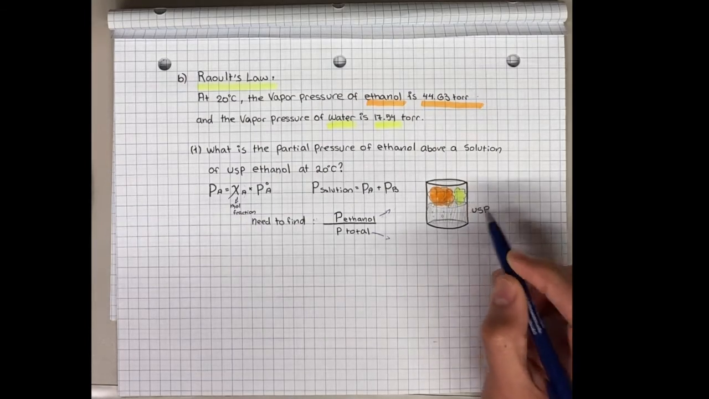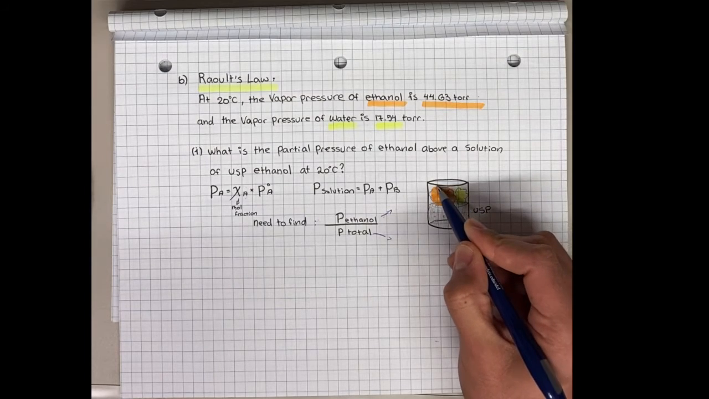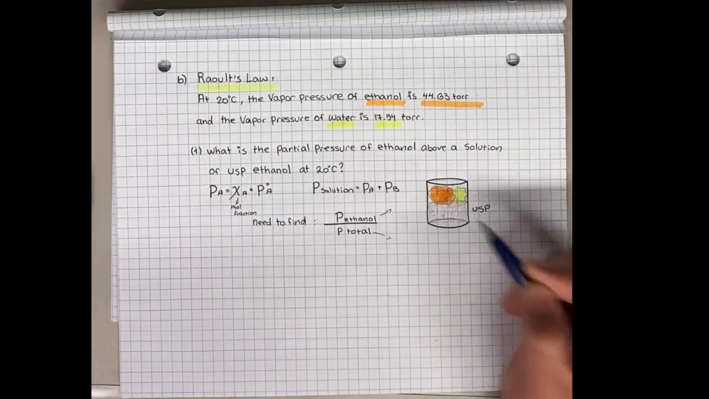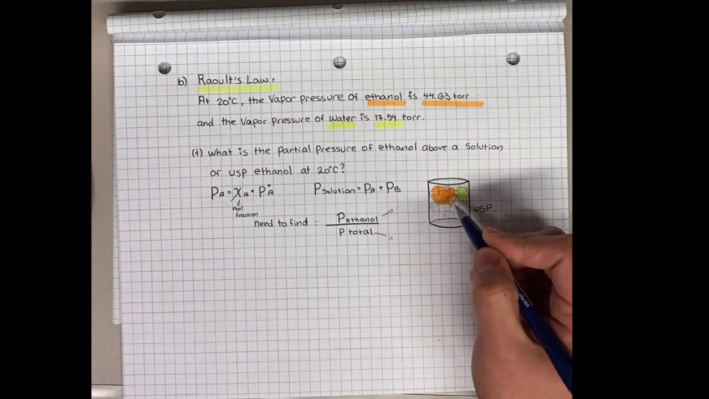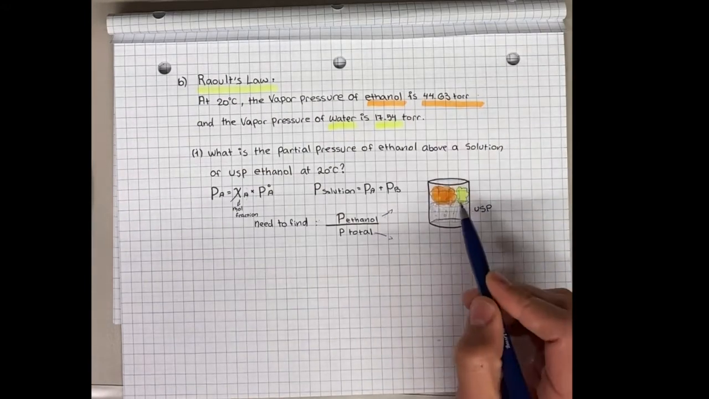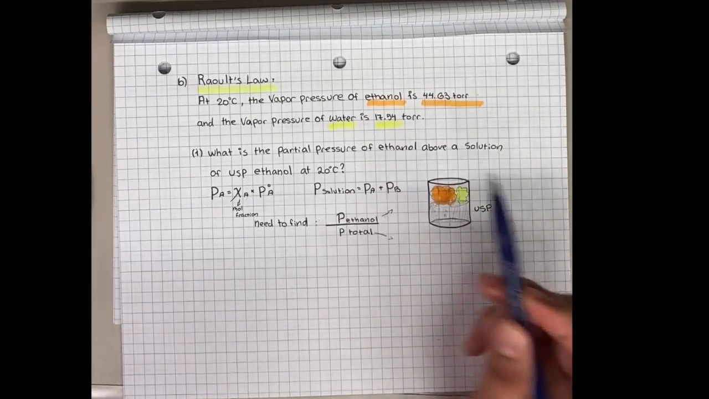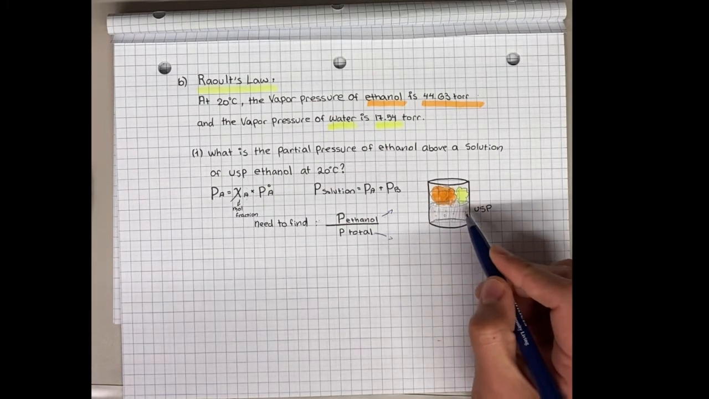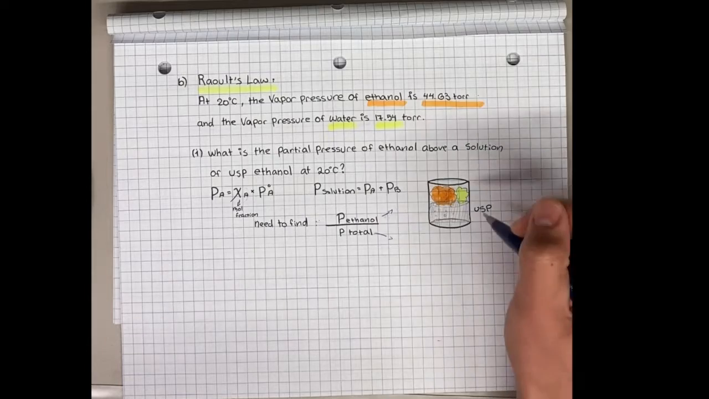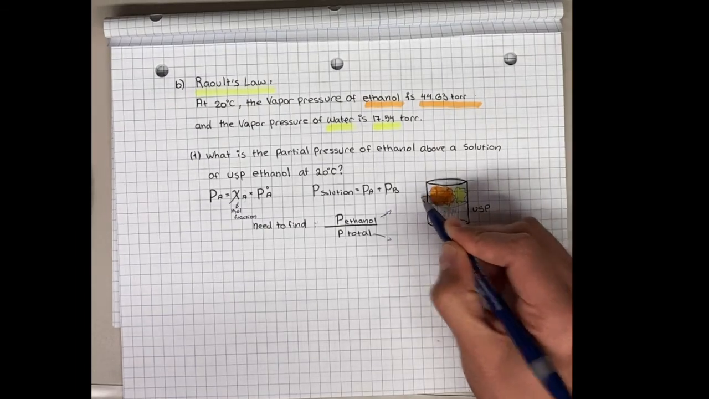And what I'm being asked is to find how much of that total pressure above the solution is due to ethanol in the solution. So for simplicity, I separated the two. See, the ethanol is orange and water is yellow. But in reality, of course, the two vapors are mixed. But here, just for simplicity, I separated the two. So I need to find the partial pressure of ethanol, which is the orange.